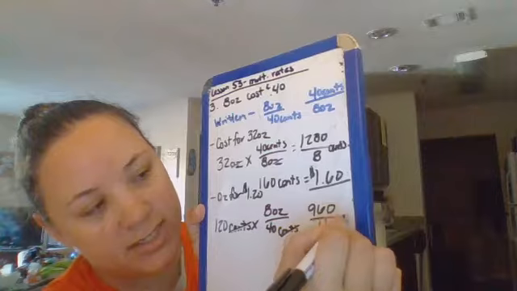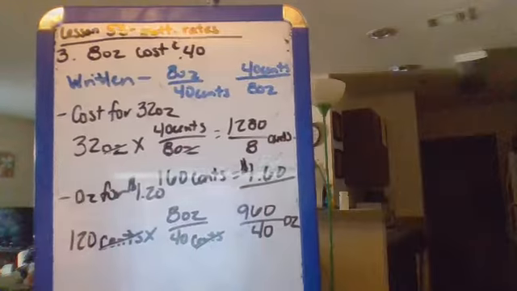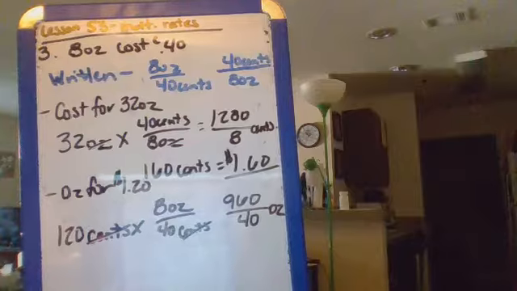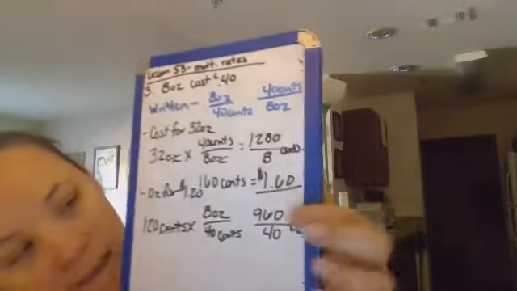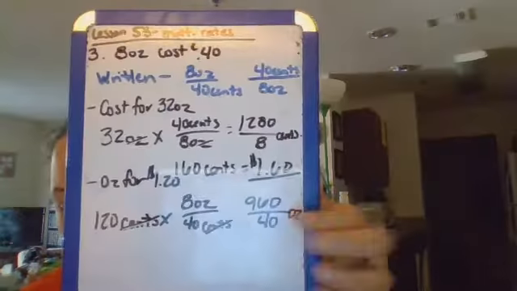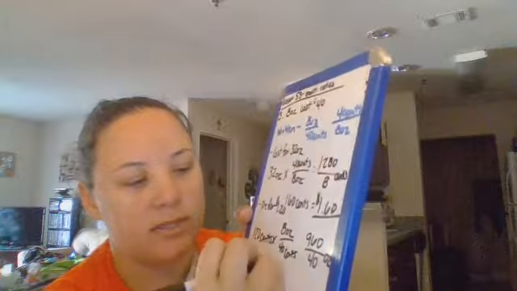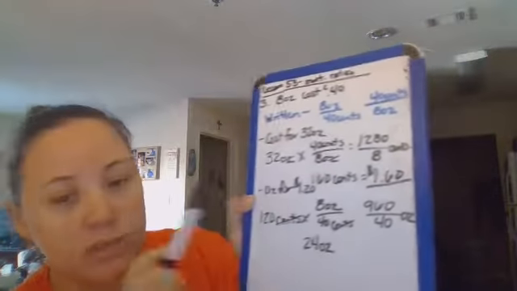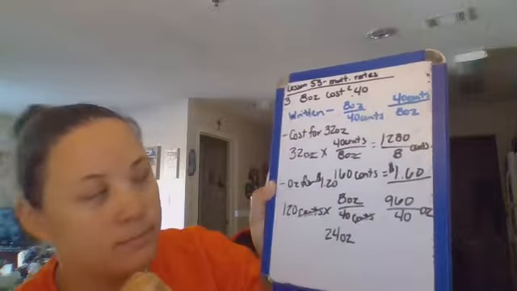Cents are gone, so this is ounces. So we have 960 over 40 ounces. We divide 960 by 40, and that's going to give us 24 ounces. So we can get 24 ounces for $1.20.